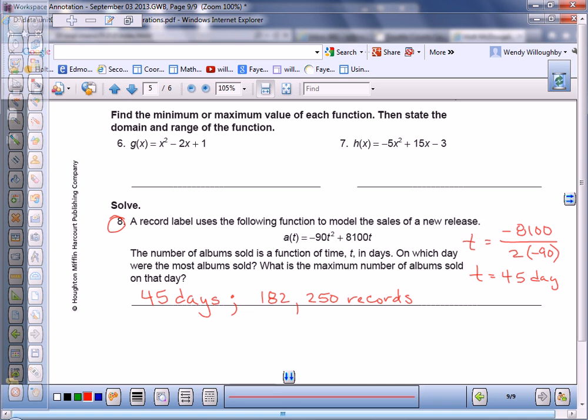So you can either come take a picture of the board, you can write it down, or you can pull it up off the website.